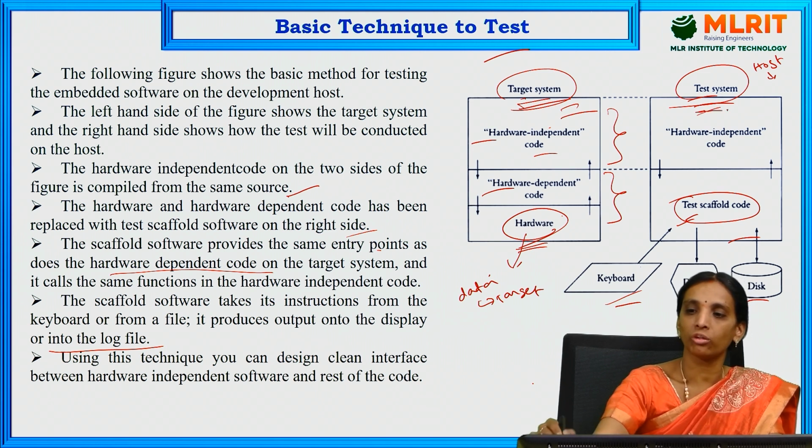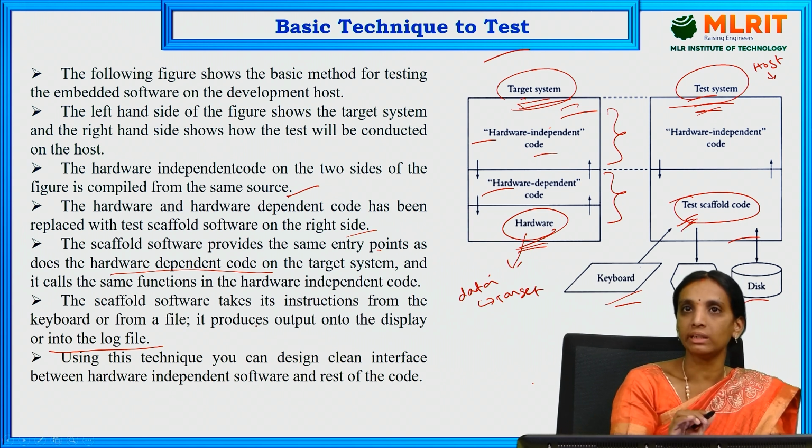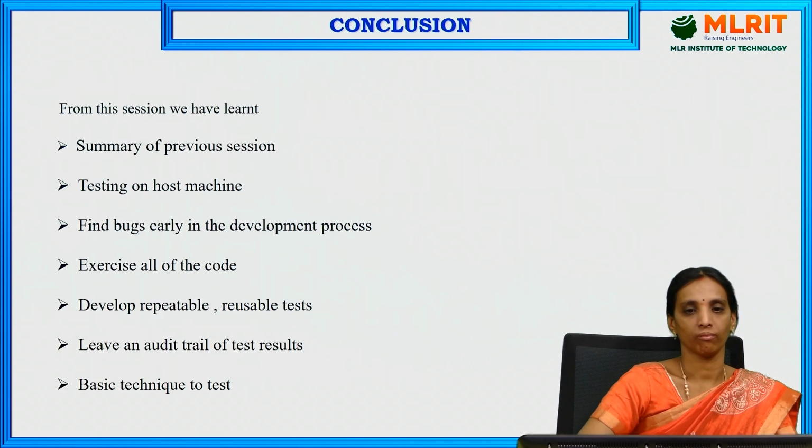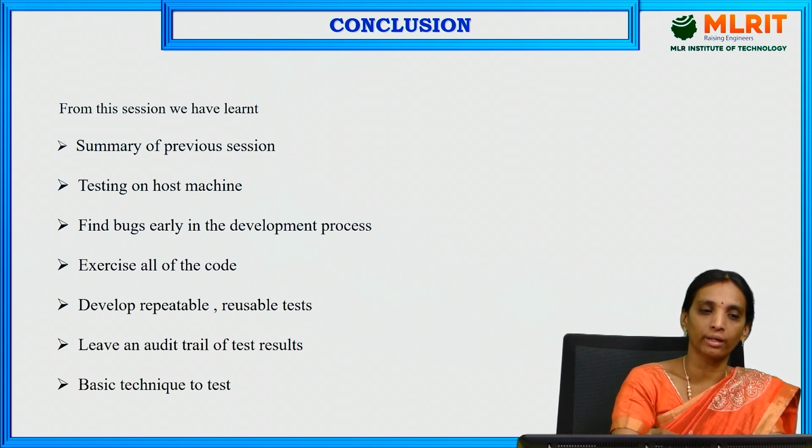But on the host machine, we have only a software development board. Therefore, we can replace that hardware dependent code with our test scaffold code, which supplies the same data entered by the user using the keyboard and other peripherals. These are the basic methods used for testing our host machine and target machine.